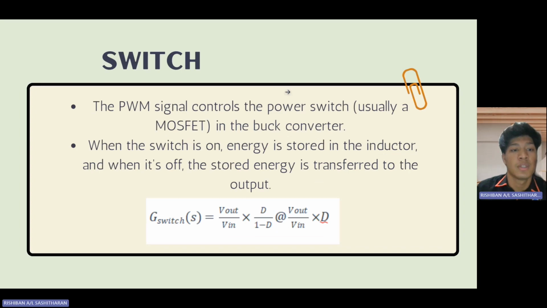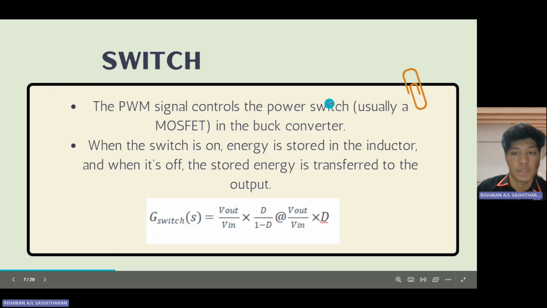And next, the switch. The PWM signal controls the power switch, usually a MOSFET in the buck converter. When the switch is on, energy is stored in the inductor, and when it's off, the stored energy is transferred to the output. And this is the transfer function of the switch.